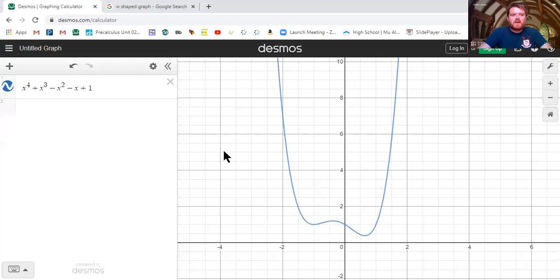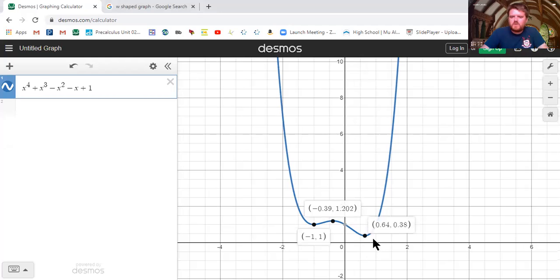As another example here, we have x to the 4th plus x cubed minus x squared minus x plus 1. Because that's a 4th degree polynomial, the most maximum or minimum points that we can have is 3. So 4th degree has a maximum of 3 extrema. So identifying these points here, and Desmos will be kind enough usually to label those as points because that's what we're looking for in this assignment. And so these would be your values.